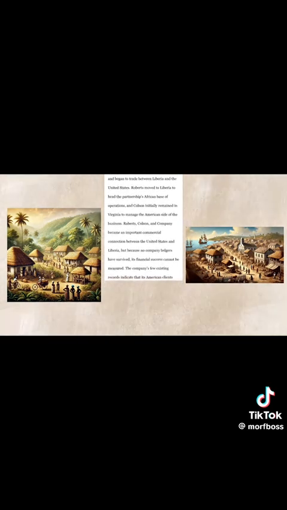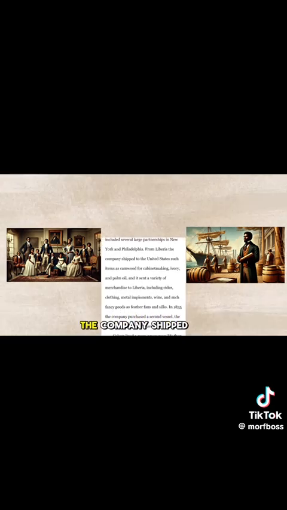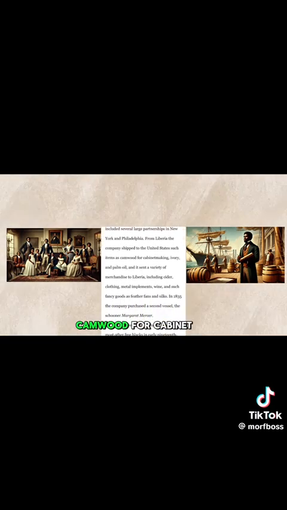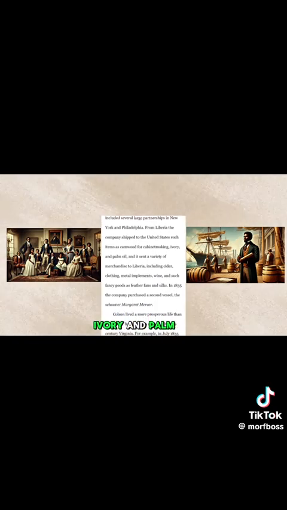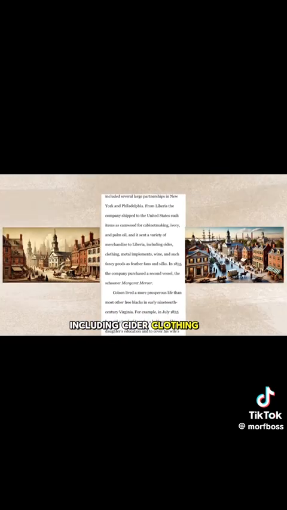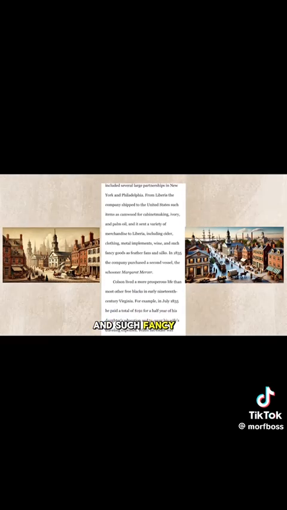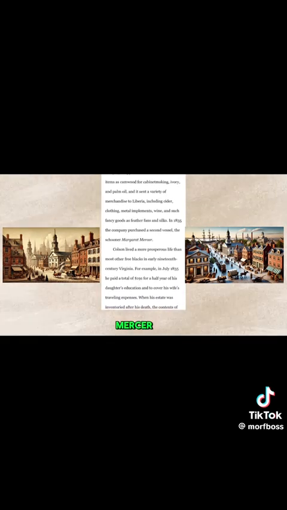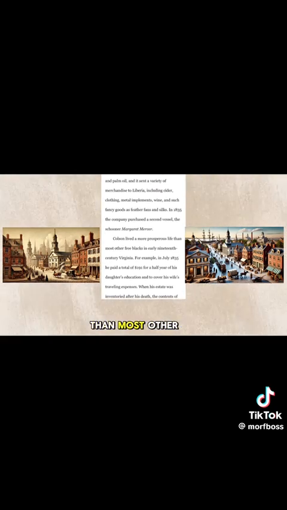How unfortunate. The company's few existing records indicate that its American clients included several large partnerships in New York and Philadelphia. From Liberia, the company shipped to the United States such items as camwood for cabinet making, ivory, and palm oil, and it sent a variety of merchandise to Liberia, including cider, clothing, metal implements, wine, and such fancy goods as feather fans and silks. In 1835, the company purchased a second vessel, the schooner Margaret Mercer. Colson lived a more prosperous life than most other free blacks in 19th century Virginia.